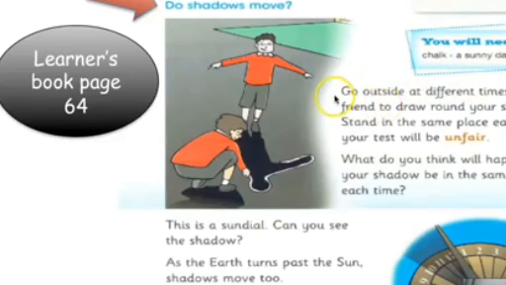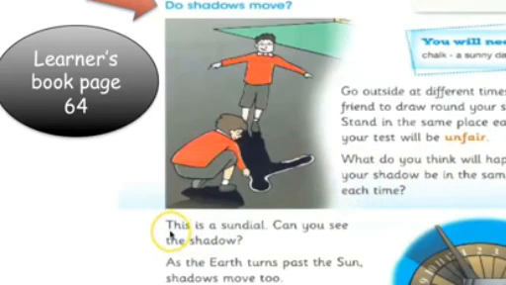All right? Okay, so go outside at different times. Ask a friend or your family member to draw around your shadow. Stand in the same place each time, or your test will be unfair. If you move when you're drawing the shadows, your test is not going to be right. What do you think will happen? Will your shadow be in the same place each time?